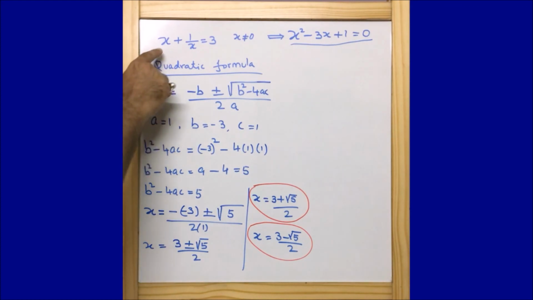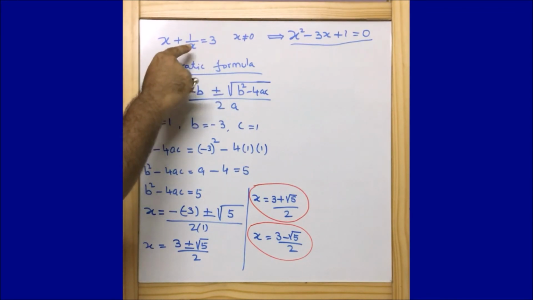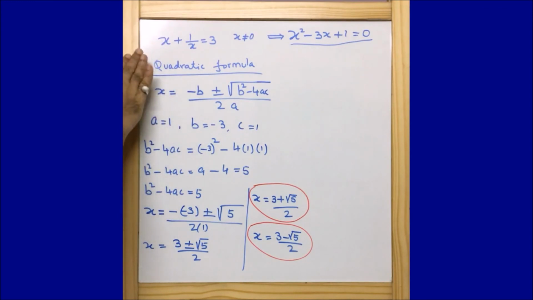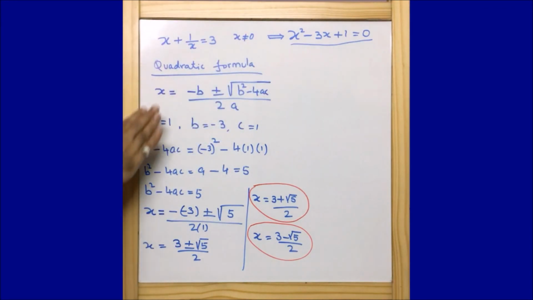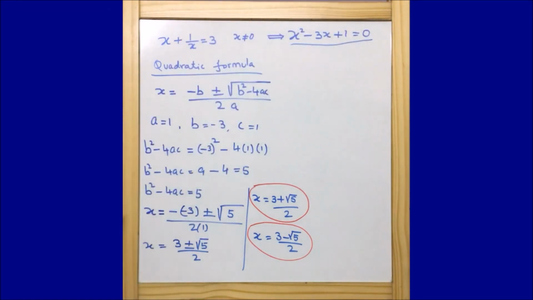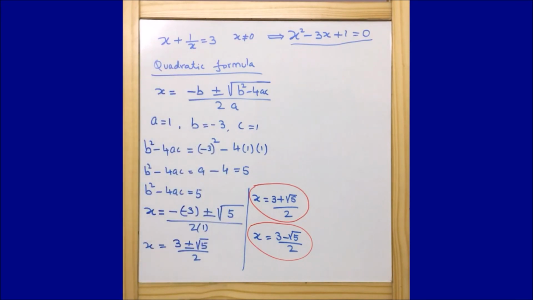We just solved the equation x plus 1 by x is equal to 3, and in order to eliminate this x from the denominator, what I did, I multiplied x to the left side as well as to the right side, and after solving the equation I got x square minus 3x plus 1 is equal to 0. Then we used quadratic formula to derive the roots of the given equation. Hope guys you understood this calculation or this process.